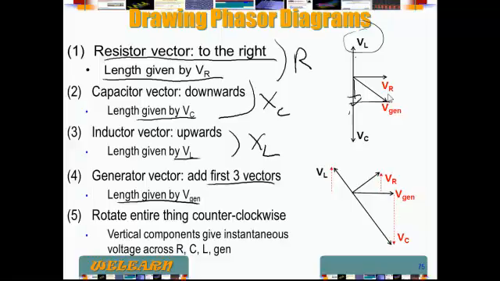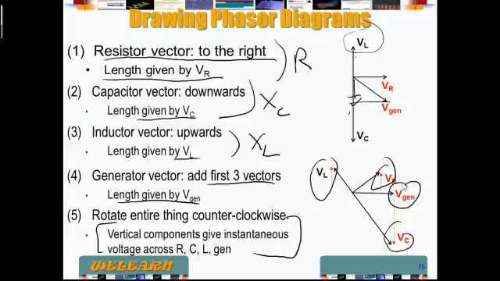And we can see it here at a different time, and we can do the same kind of analysis. The whole phasor diagram is going to rotate in the counterclockwise direction with the vertical components given the instantaneous values of the voltage across each of the elements, this being, for example, VL, VR, VC, and Vgen. In this case, Vgen is 0 since it's parallel to the horizontal.